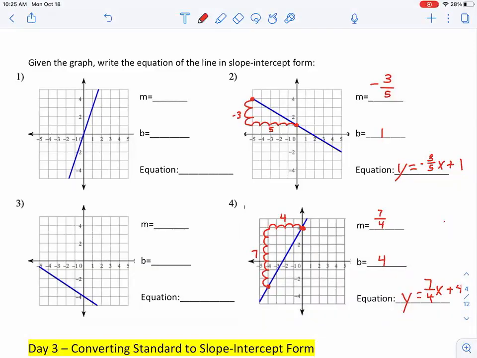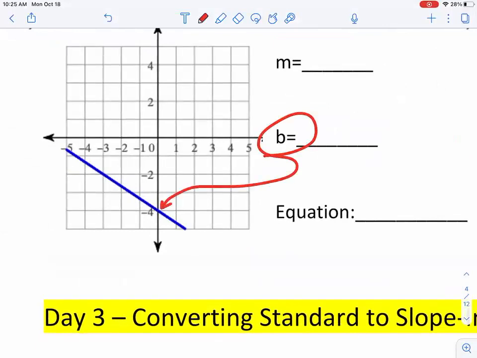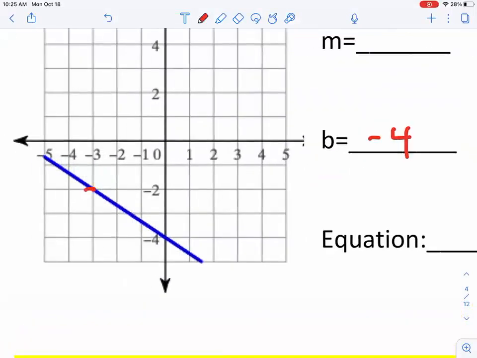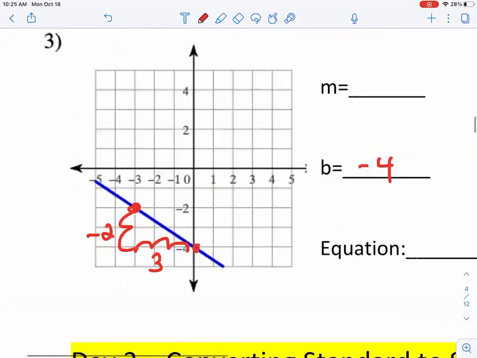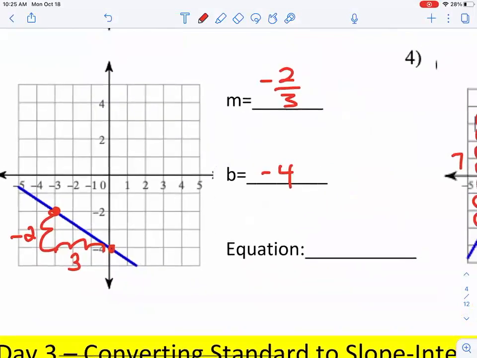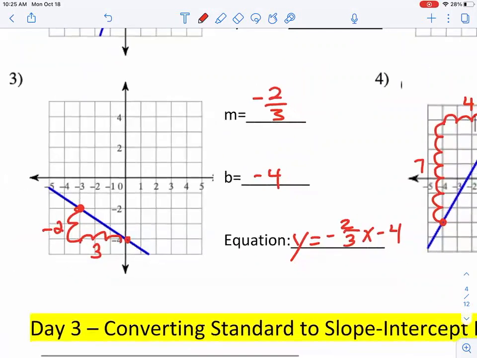All right, for problem number 3, my y-intercept is going to be negative 4. Our slope, I'm going to look for exact corners. It looks like here's 1 and here is 1. So for my slope, I go down 2 and over 1, 2, 3. And so I have a slope of negative 2 over 3. So our equation is y equals negative 2/3 x minus 4, or plus negative 4, either way.